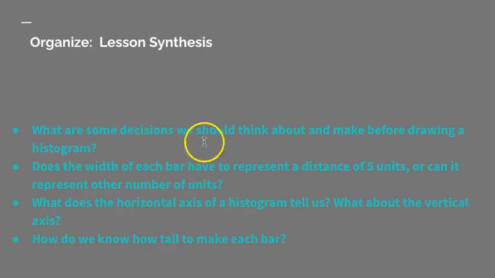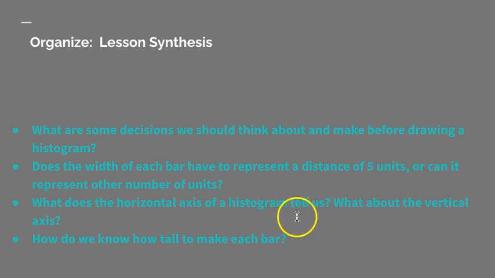All right, so what are some things that we have to think about before we make a histogram? Yeah, we have to identify the ranges that we're using, right? We're going to be using numbers specifically with it. We're not going to be using other category data. Does the width of the bar have to represent 5 units every time? It can be 1 unit, can be 5 units, can be 2 units, however.